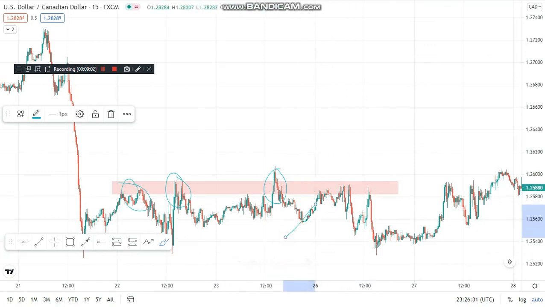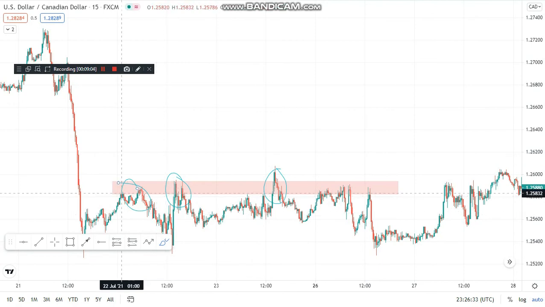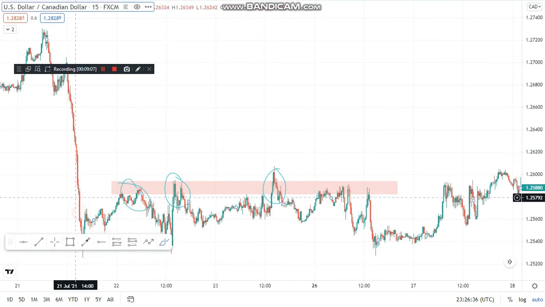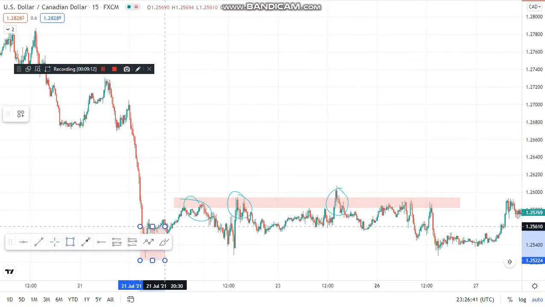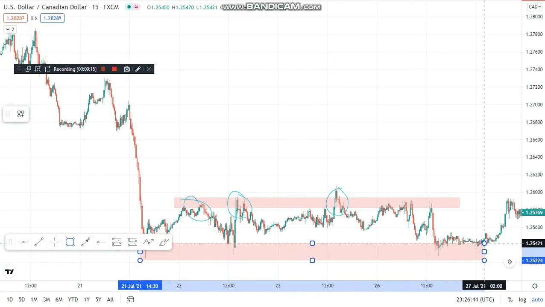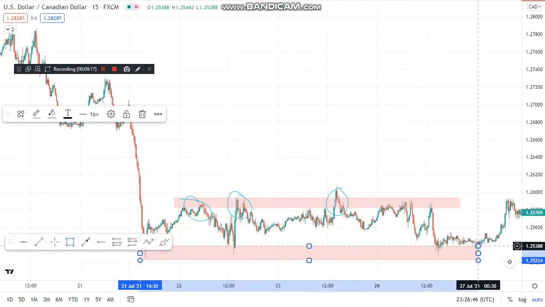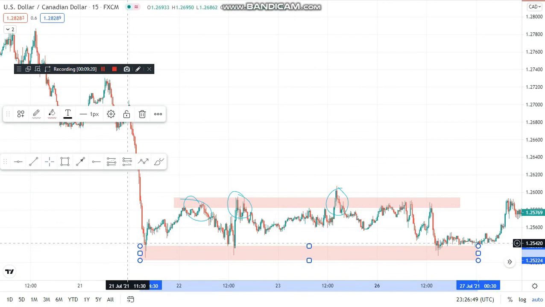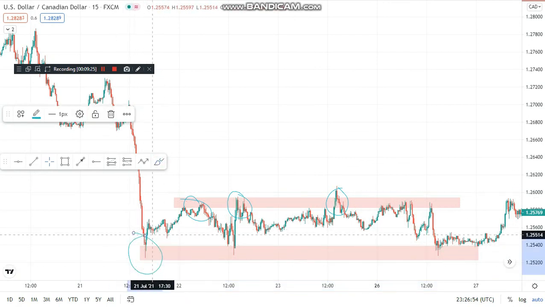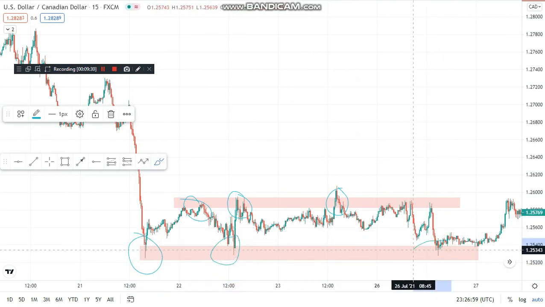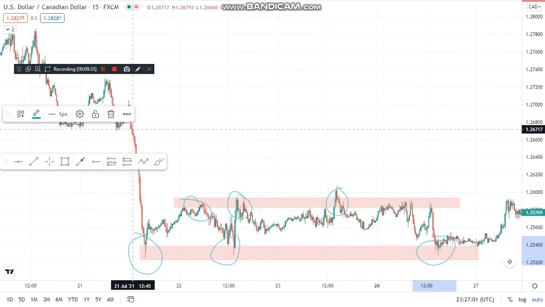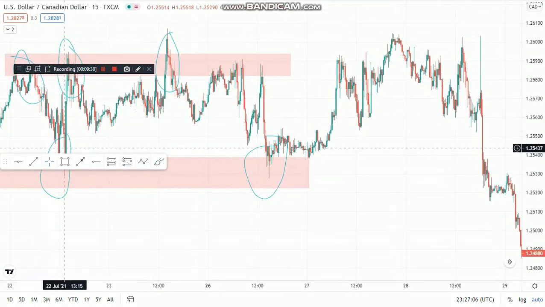Now looking at the supports, you can also see that the first touch was here. This is the first touch. The second touch is now confirmed. Now look at the third touch. It went up very well. So that is the power of support and resistance.